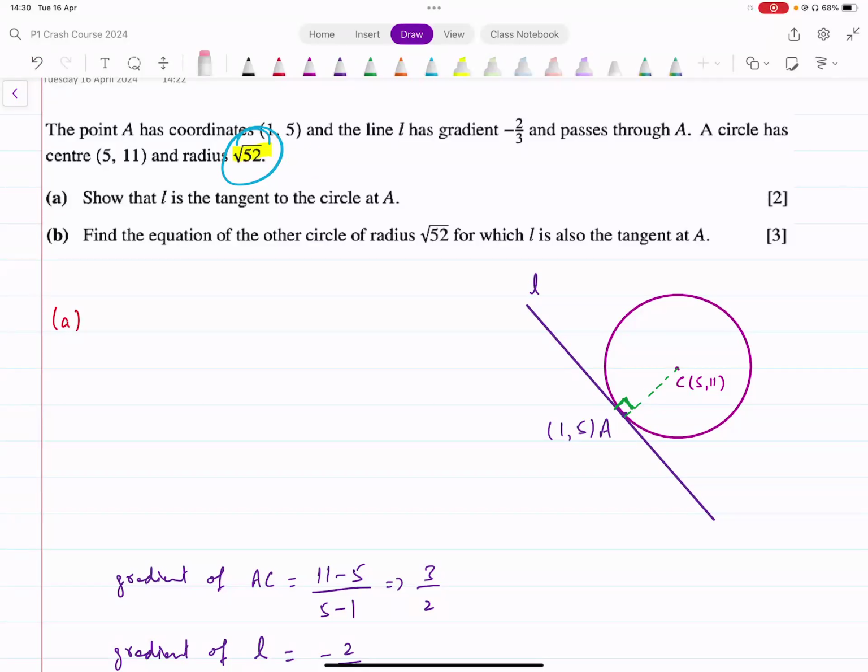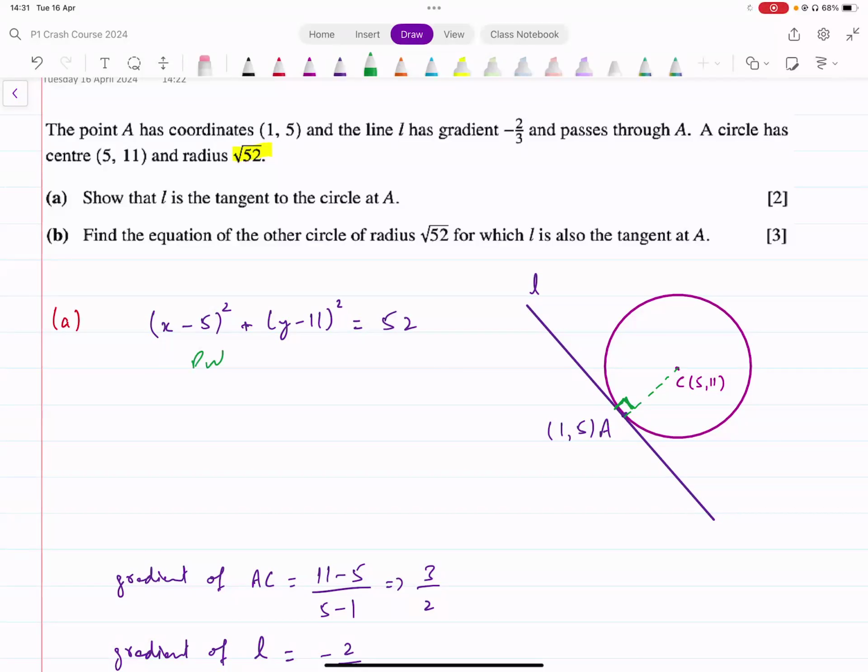Now, let's write down the equation of the circle. That's probably easier to think of. You have the center, you've got the radius. You can write down the equation in one single step. You can say that's x minus 5 whole squared plus y minus 11 whole squared equals square root of 52 whole squared, and that gives us 52 on the other side. That's the equation of the circle.